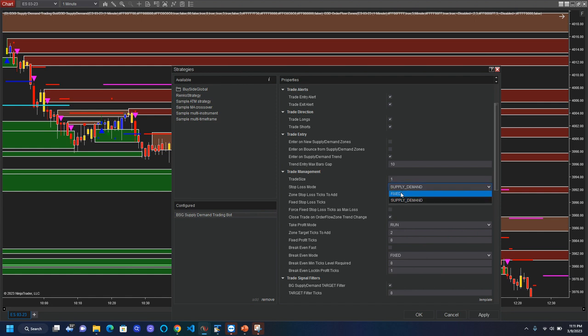We have two options. One, fixed, the other one, supply and demand. As you know, fixed means you can fix the stop loss ticks. If you choose fixed, you can enter whatever you want. I always want, for every single trade, like 10 ticks or 20 ticks. If you keep it this way, for every trade that the bot takes, you are forcing the bot to take only 10 ticks, irrespective of where the sellers are, irrespective of where the buyers are. You are forcing the bot to take 10 ticks below your trade entry price.